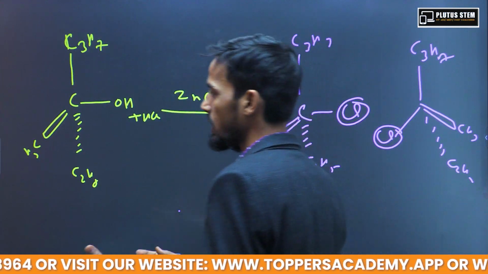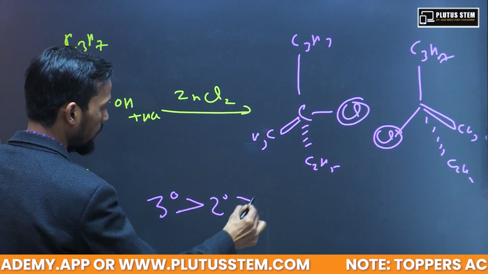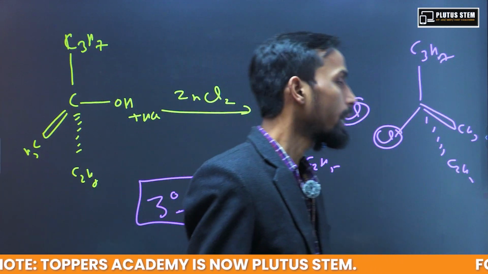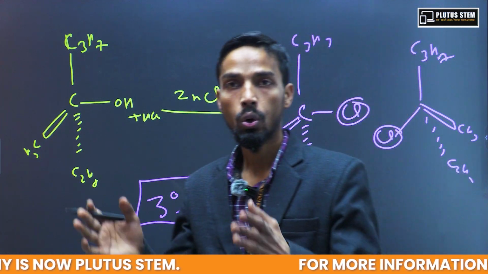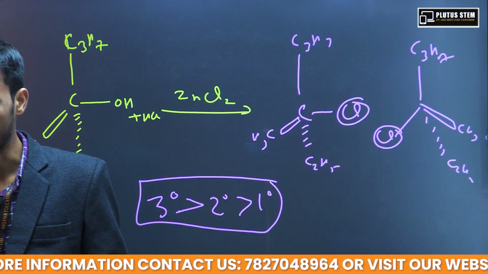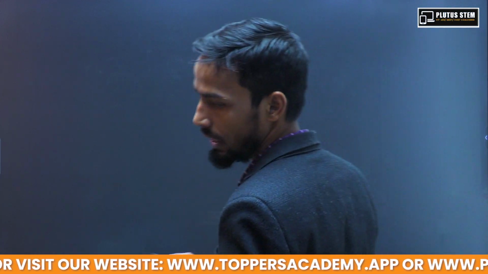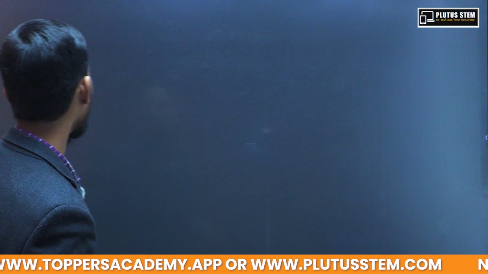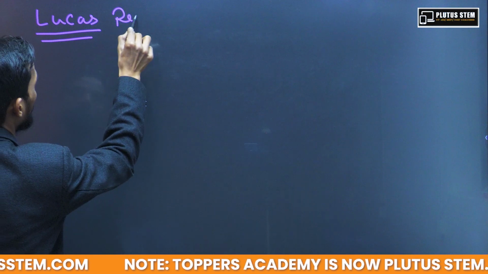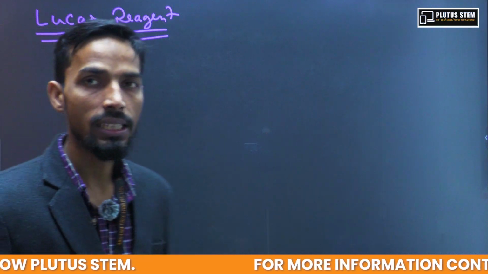And if you see the stability of these carbocations, we know 3 degree carbocations are more stable than 2 degree carbocations, which are less stable. 1 degree carbocations are least stable. So this reaction will proceed through 3 degree more prominently than 2 degree, and after that through 1 degree. This type of reaction is also used in the Lucas test, and this is also termed as Lucas reagent.